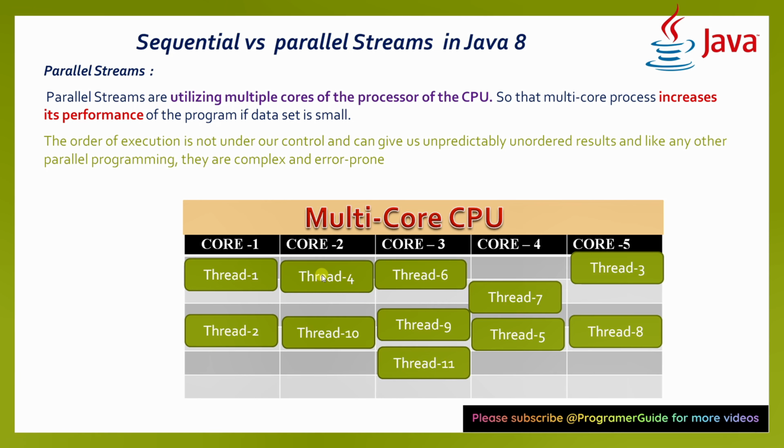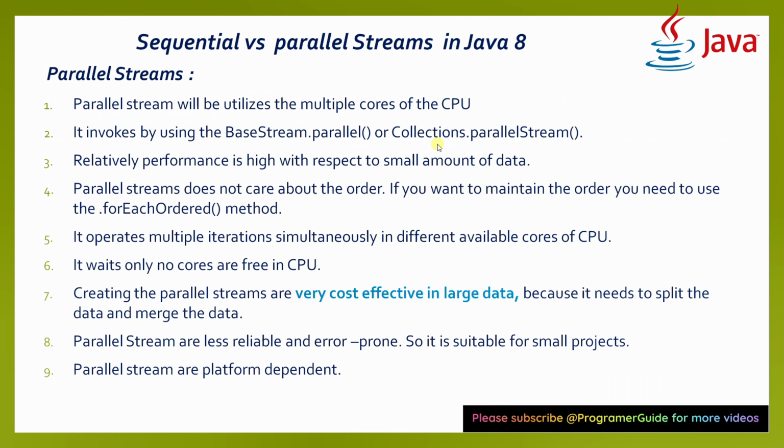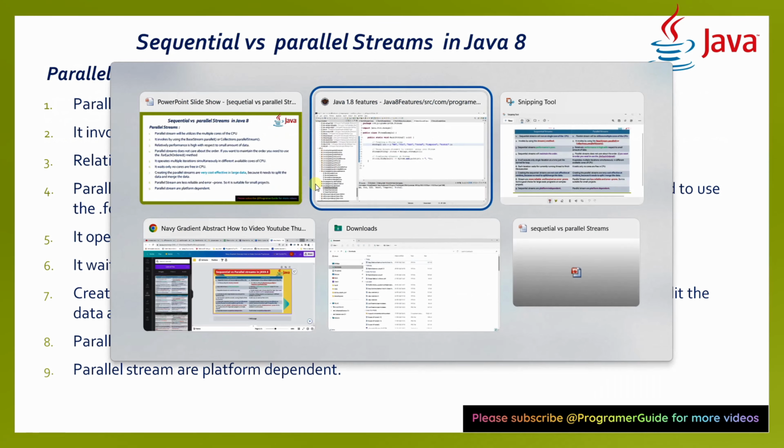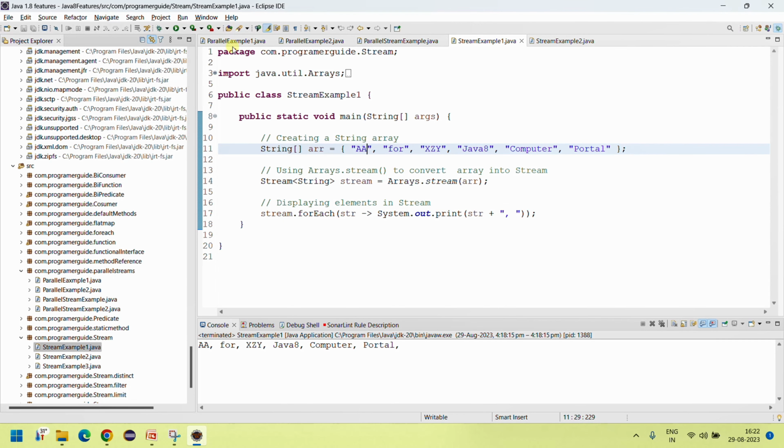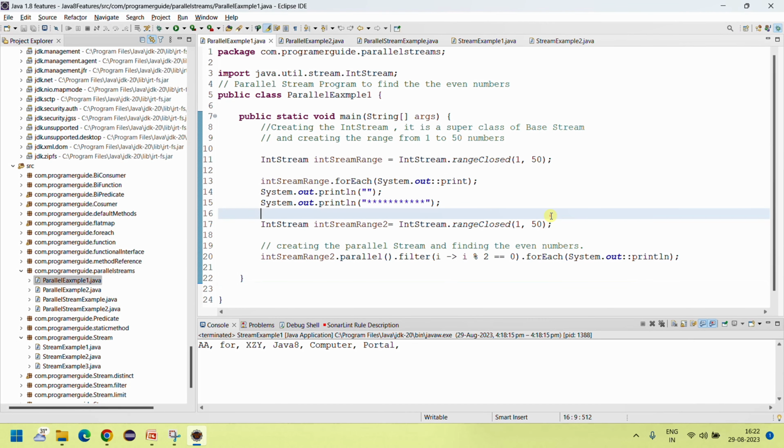Please watch my previous video on parallel streams, and you will get more understanding. Parallel streams utilize the multiple cores of the CPU. They are invoked by using the BaseStream parallel method or the Collection parallelStream method. Let's see an example of how you can call parallel streams.